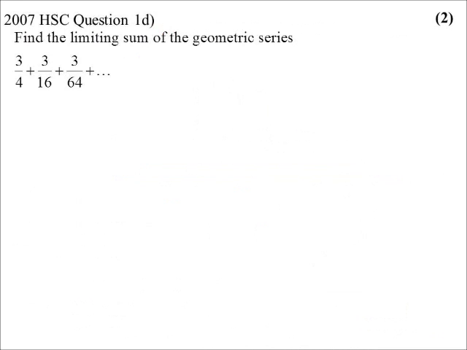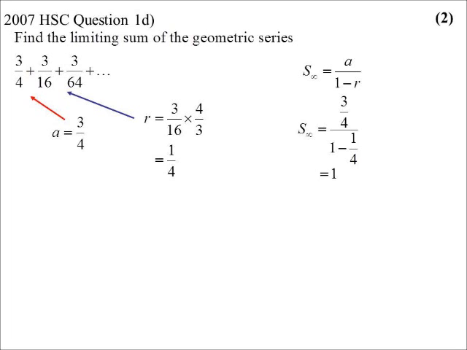Find the limiting sum of the geometric series. Here's a nice, easy one. If they give us a question like that, we say, thank you very much. Remember, sum to infinity, A on 1 minus R. So A is 3/4. The ratio is 1/4. Subbing it in, 1. Oh, 2 marks. How generous.